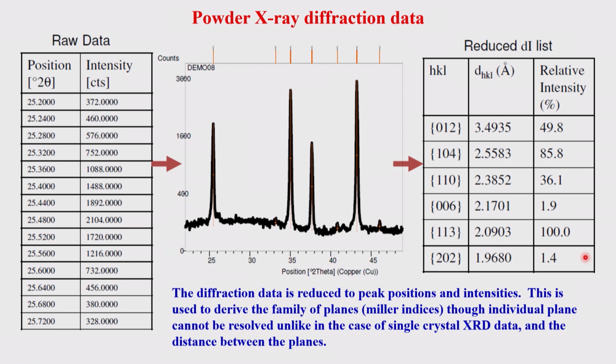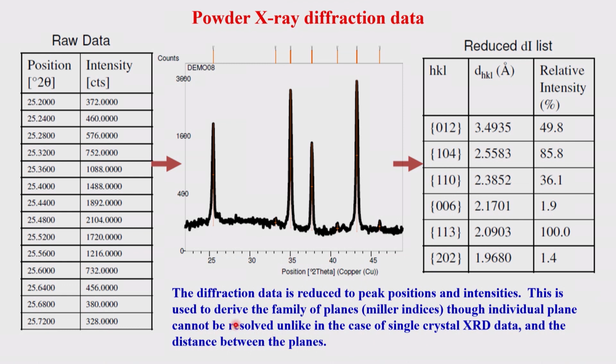The second thing is you need to choose based on the higher side of theta, and these two will help a lot in this. So these are the kinds of data. This is called the reduced data, and this is called the raw data. This is the DI data, that is DHKL and then intensity. So the diffraction data is reduced to peak positions and intensities.